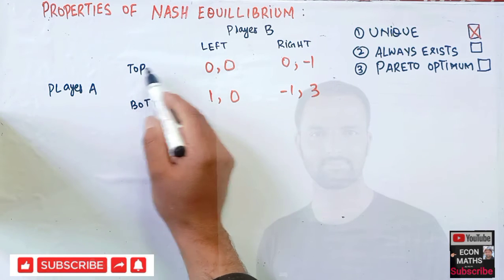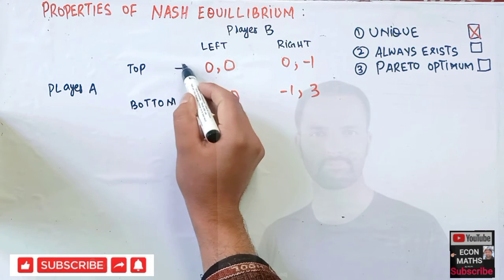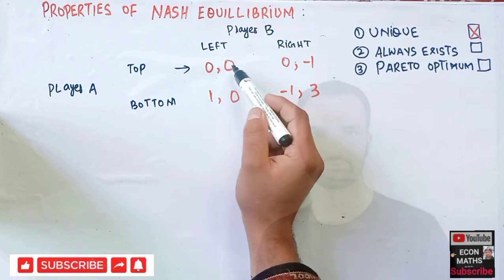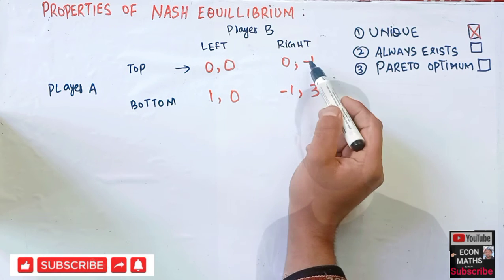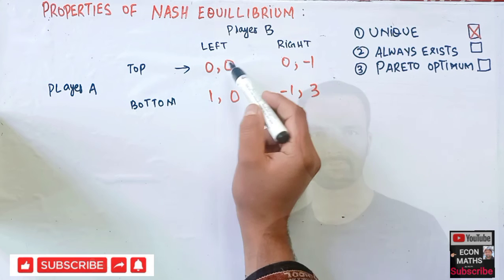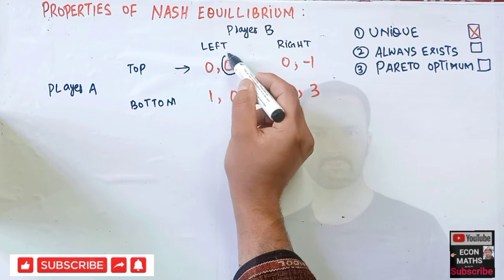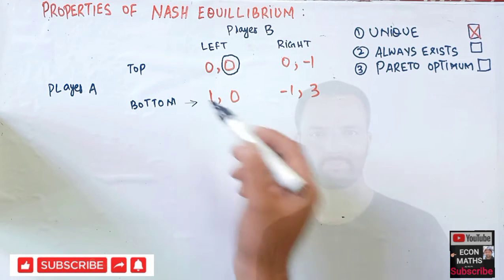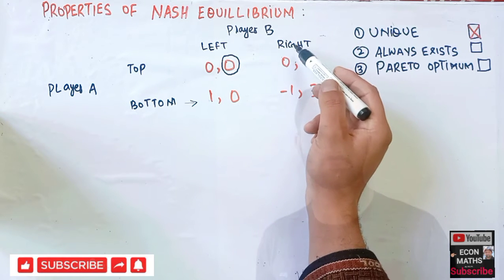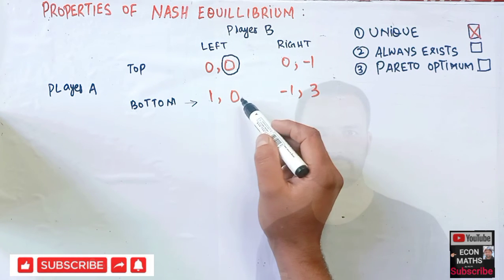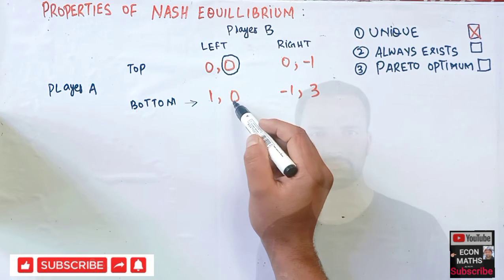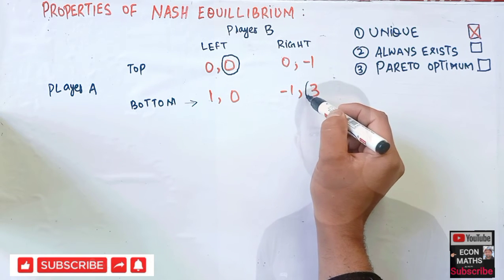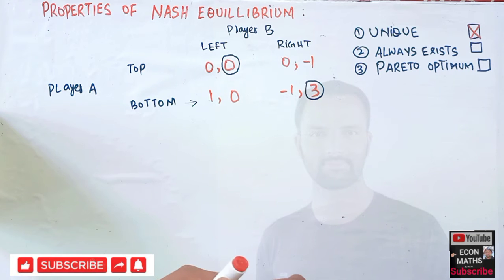So let us see, if player A chooses top, player B has two options, either to go left or right. Going left gives him 0 as payoff, going right gives him -1. So he will choose 0 because 0 is greater than -1. Okay, let us see what happens if player A chooses bottom. If player A chooses bottom, again player B has two options, either to go left or right. And here we can see going right gives him 3 as payoff and going left gives him 0 as payoff. So player B will choose right. Okay, so encircle this number.